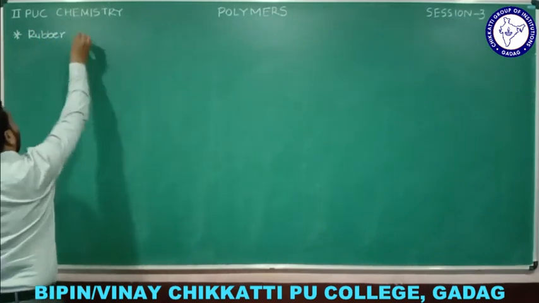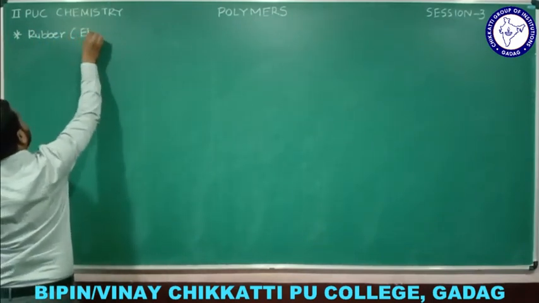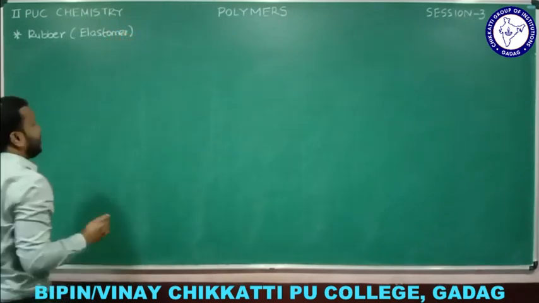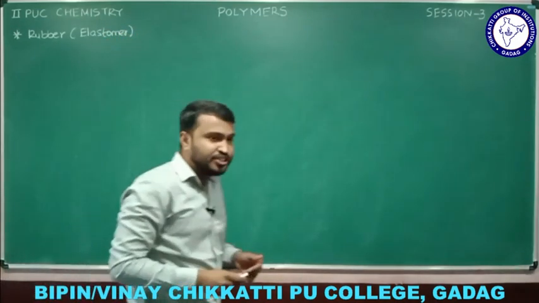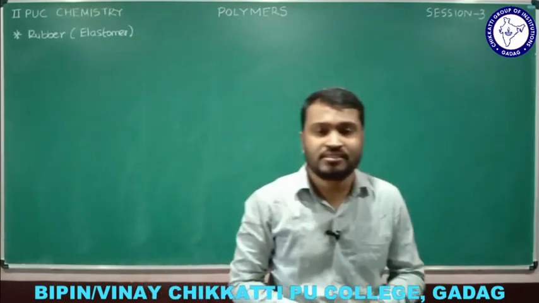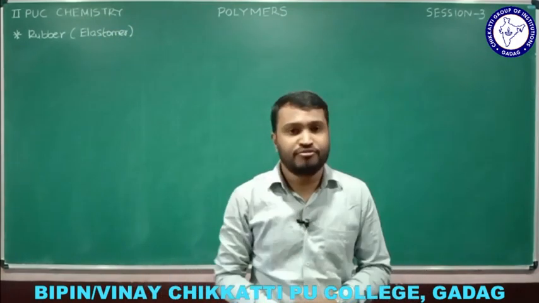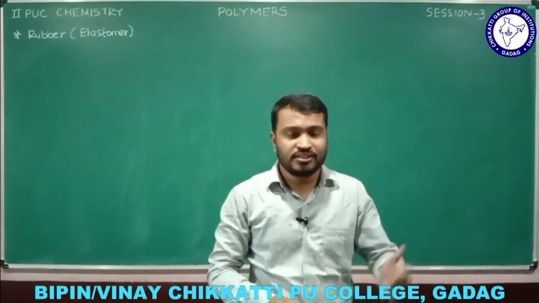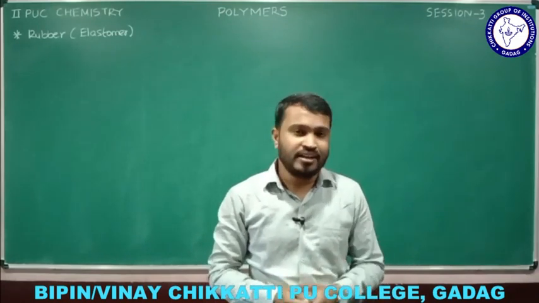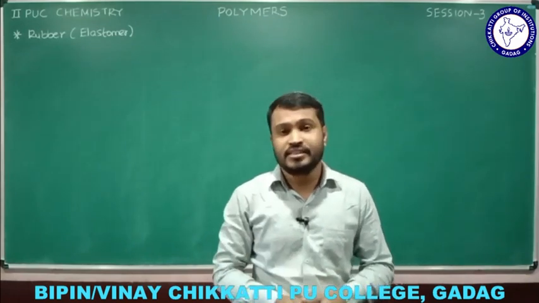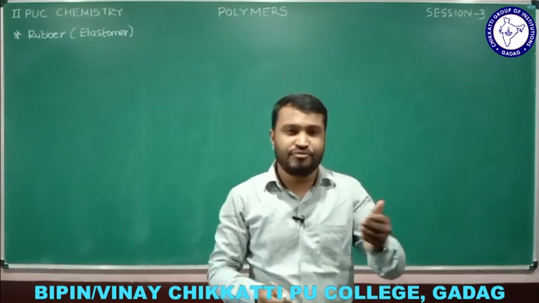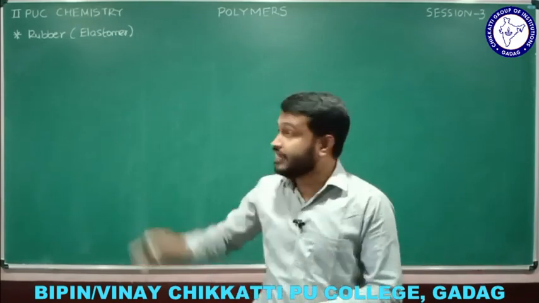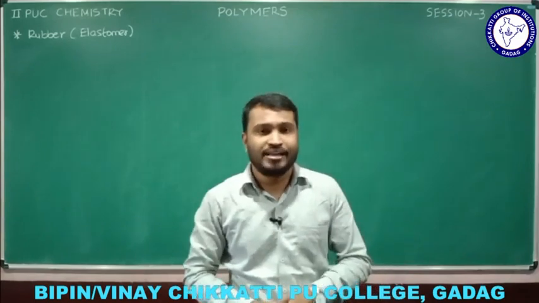Rubber, and the other name for rubber is elastomer. If you recall the classifications of polymers based on the molecular force, we have 4 different classes, isn't it? One is elastomers, second is fiber, third is thermoplastic, and the last is thermosetting polymers. These are the 4 different types of polymers based on the molecular force present in them. And here the first one is rubber or elastomer.